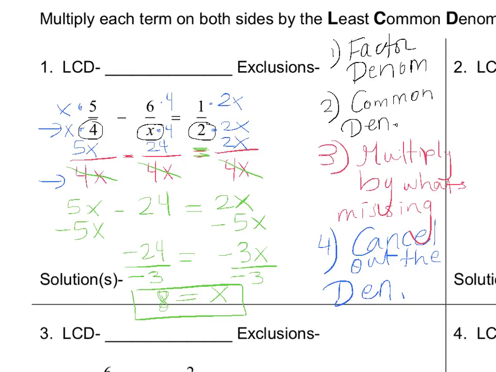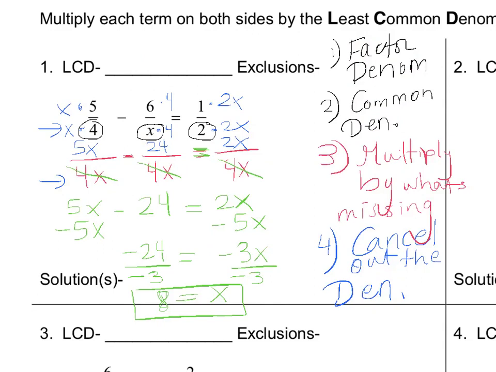Now, let's review the steps. You have to factor the denominator if you can. You have to find a common denominator. Multiply by what's missing. All of those steps from 1 to 3 are things we used to do with adding and subtracting rational expressions. Now the new thing is number 4: you can cancel out those common denominators because you have an equal sign. So you'll be left with 5x minus 24 equals 2x. You move the x to the other side and you solve for x, which is 8.